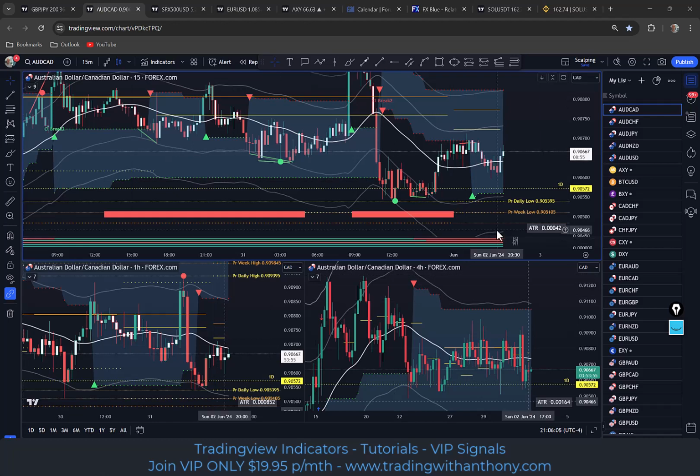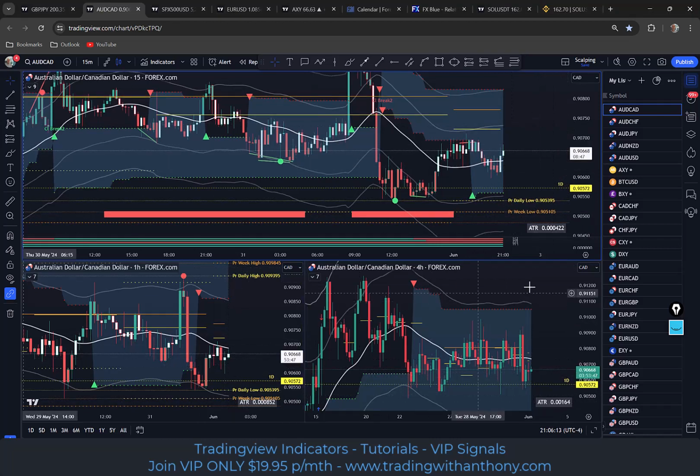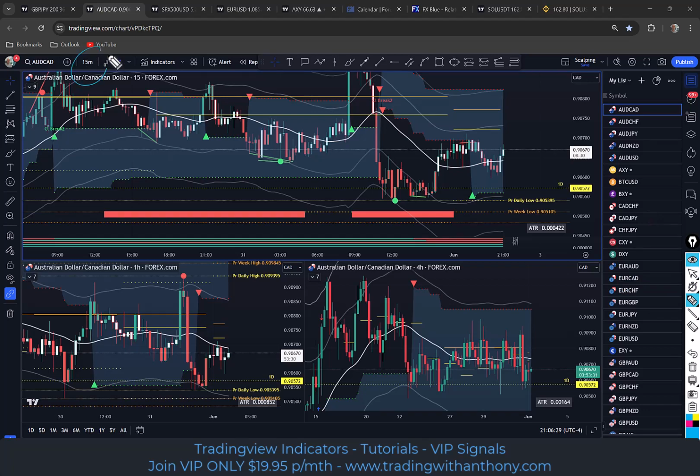Traders, we're just going to run through our pre-market prep. I'm looking for opportunities for the day, and it's a really simple process. I have a 3-chart layout. Up the top, this is a 15-minute time frame. This is the 1H, and this one's the 4H.